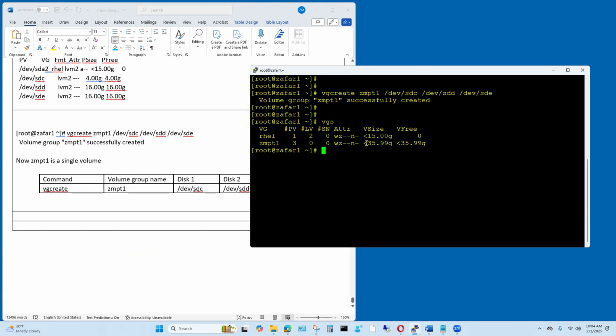So guys, remember, it's not showing the exact size, 36 GB, but I think I mentioned somewhere, right? A little bit of this space is used for metadata. Okay, so don't worry about this. Just assume this as 36 GB.